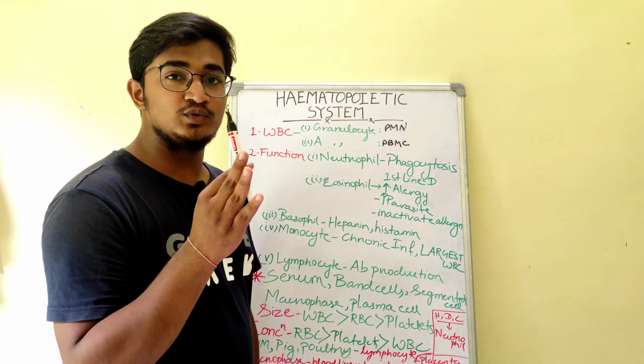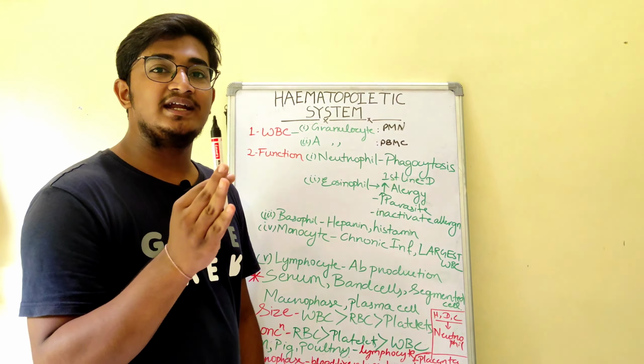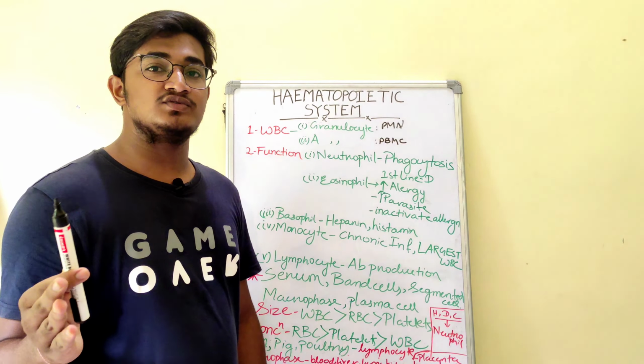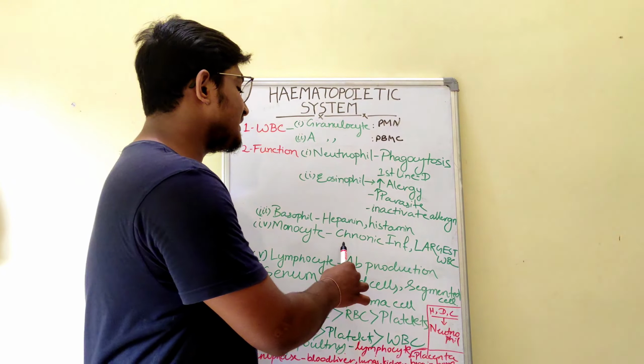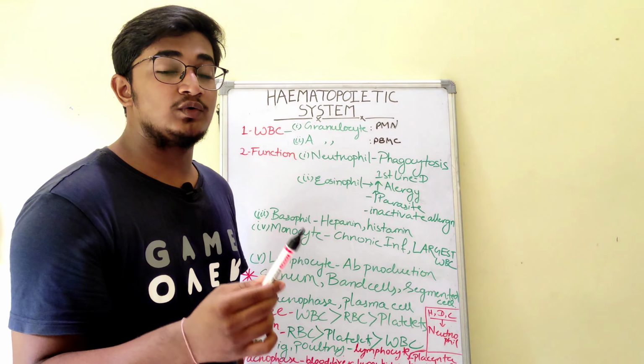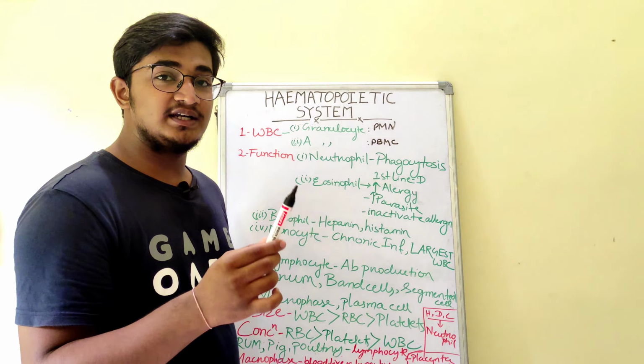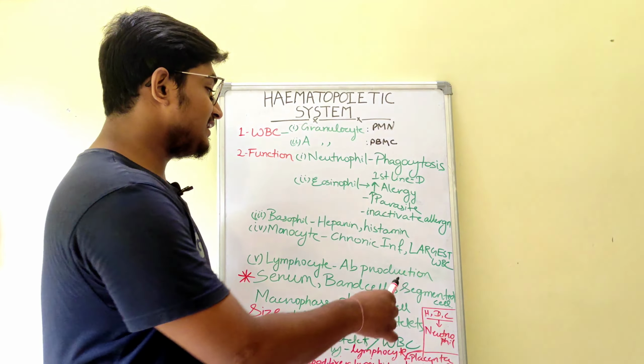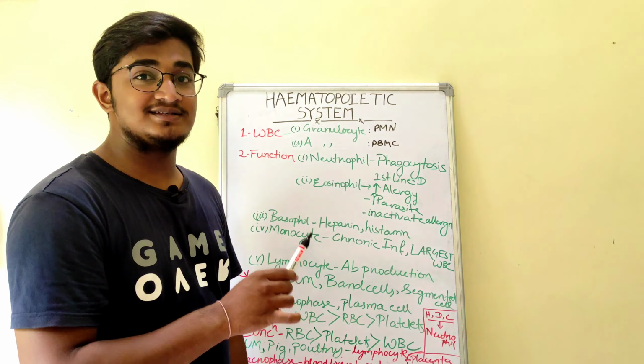Monocyte, if present within the blood, is called monocyte, and if it escapes from the blood and comes to the tissue, it is called macrophage, and it is present in chronic inflammation. A chronic inflammation condition is TB. TB is a chronic infection condition. Monocyte is the largest WBC.